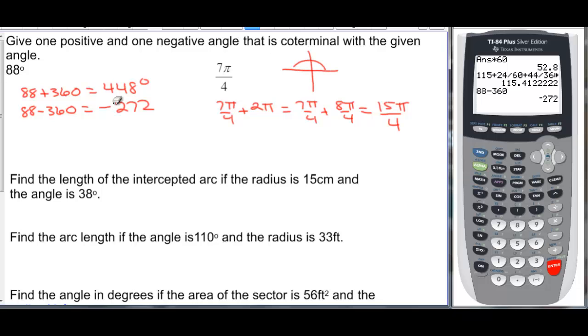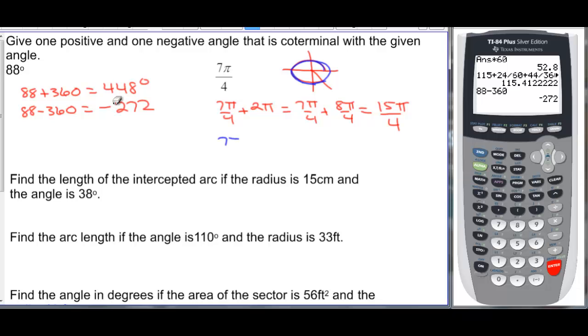Let's see, there's 4, 5, 6, 7. Right there. There's 7 pi over 4. But if we go 4, 8, 12, right? 12 and 1, 2, 3 more, we get to the exact same place. You just have to go all the way around the circle again.